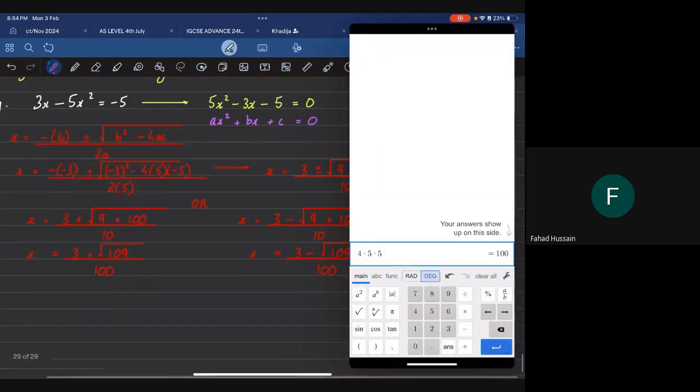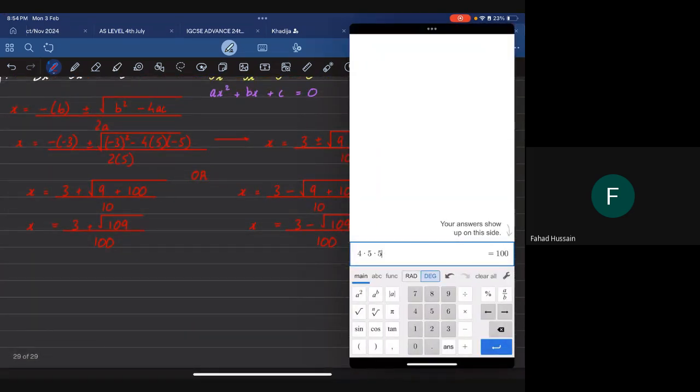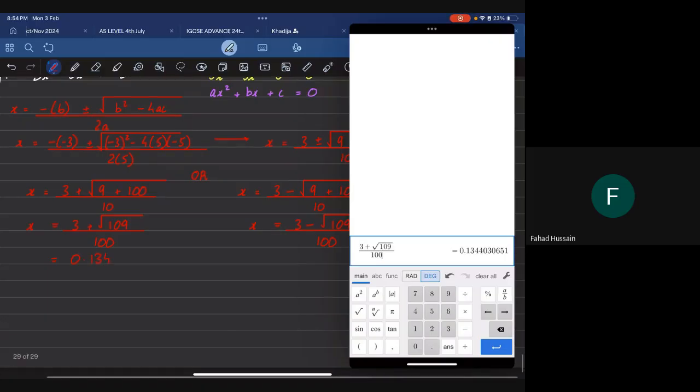Now, if we want an answer in terms of 3 plus under root 109 over 100, if we take it out in decimals, I'm getting 0.134. I hope that's correct. And if I do not have the negative positive sign, it is going to be negative 0.07.